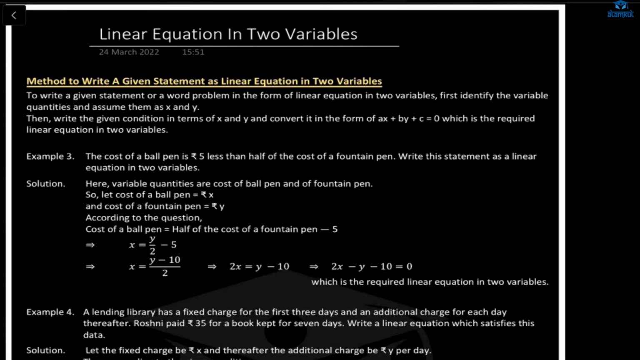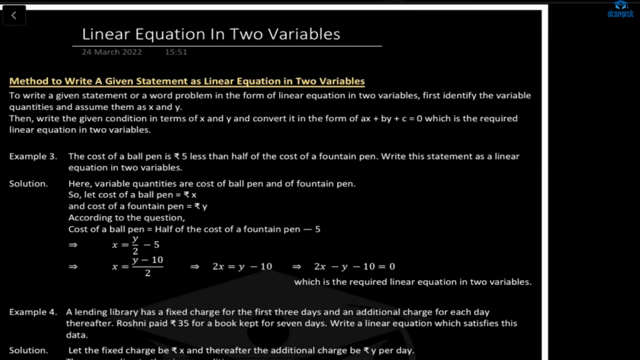Now, the method to write a given statement as a linear equation in two variables. In your question, it will be written in statement form. It will not be mentioned which one is x, what the unknowns are. After reading, you have to take the quantities whose exact values are not given and assume them as variables, because you need to find out the values. What are variables? Those whose values are not known are variables. So the ones which are not known in the question, we are going to assume. Okay, let's see one example.